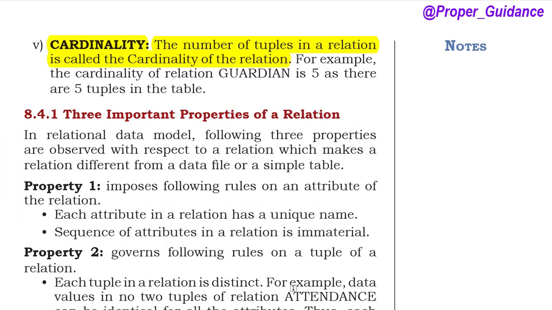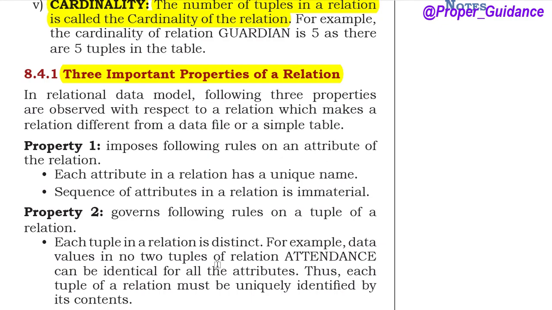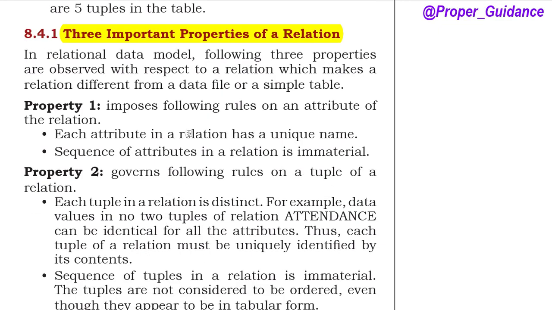And now 3 important properties of a relation. In the relational data model, the following 3 properties are observed with respect to a relation, which makes a relation different from a data file or a simple table. Property 1 imposes the following rules on an attribute of the relation. Each attribute in a relation has a unique name. The sequence of attributes in a relation is immaterial.